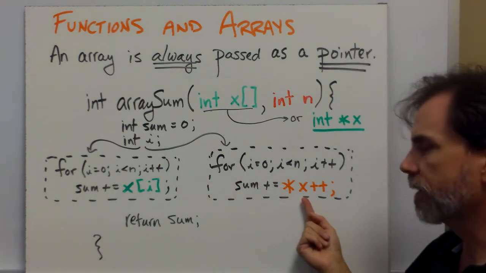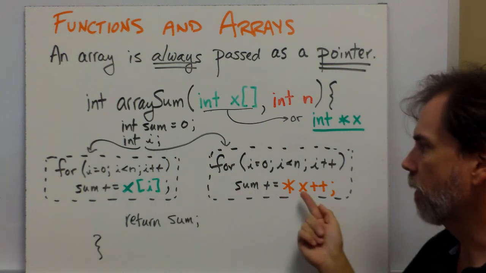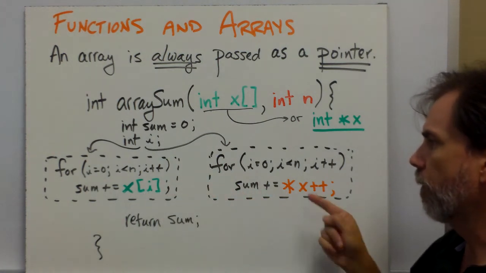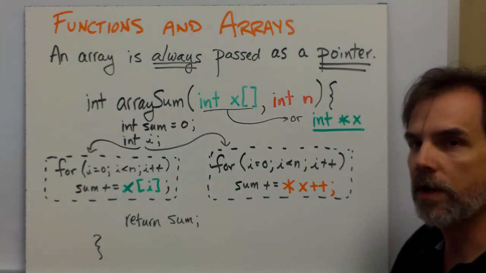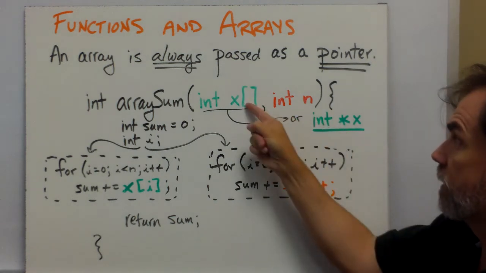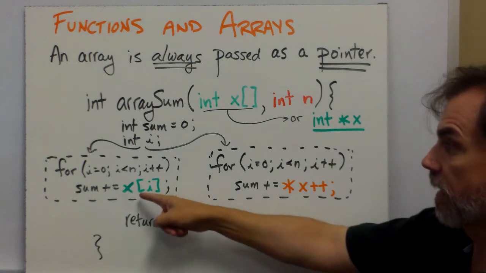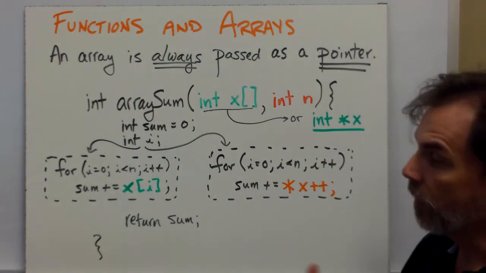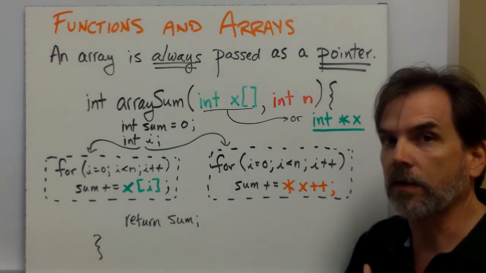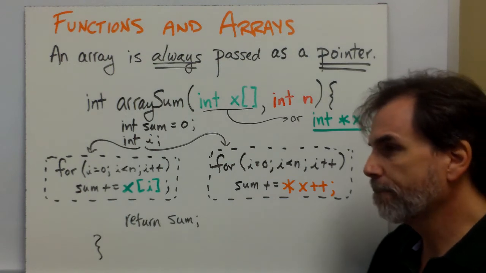Here we're changing what's stored at x, here we're not, but we're using array notation or pointer notation, and either one is okay. And it doesn't matter which of these we said up here. Even if I said int *x, I could still do x[i]. Array notation and pointer notation are completely interchangeable.